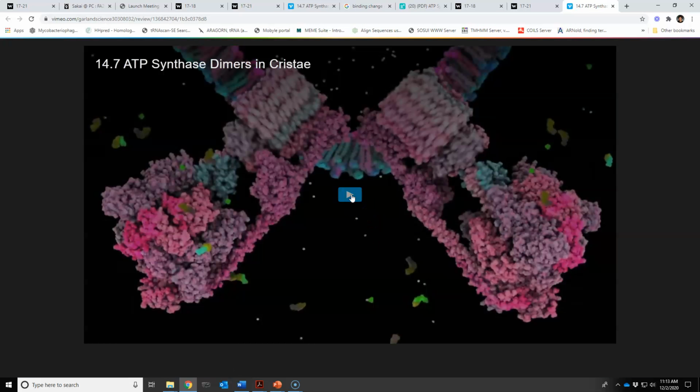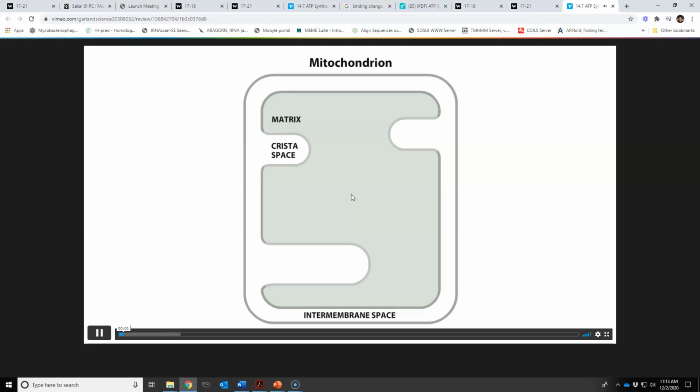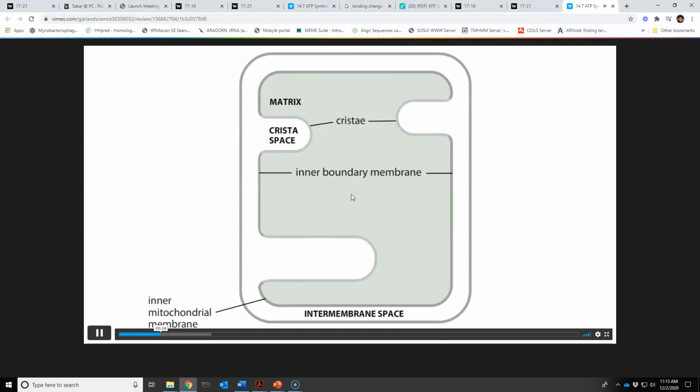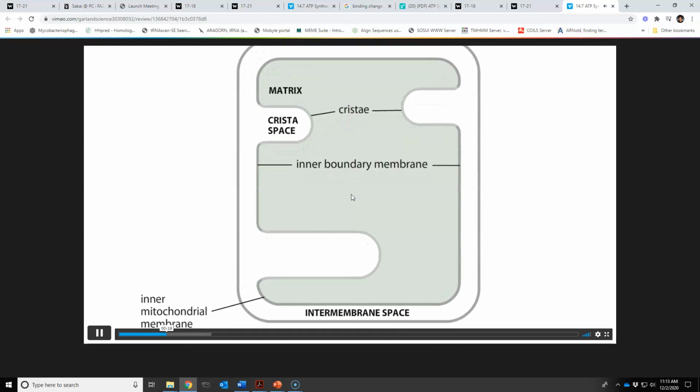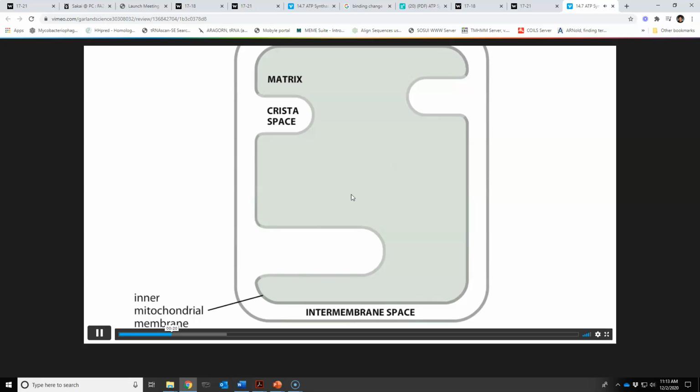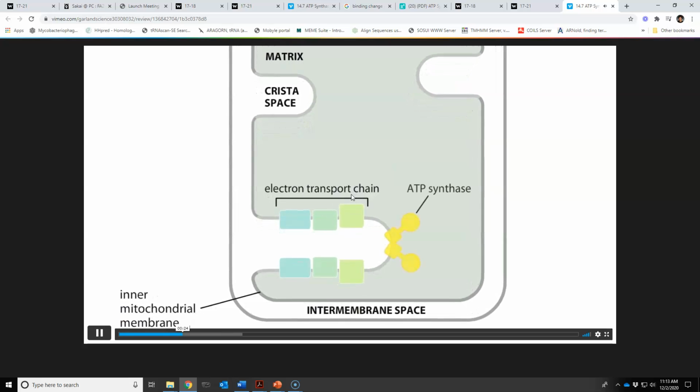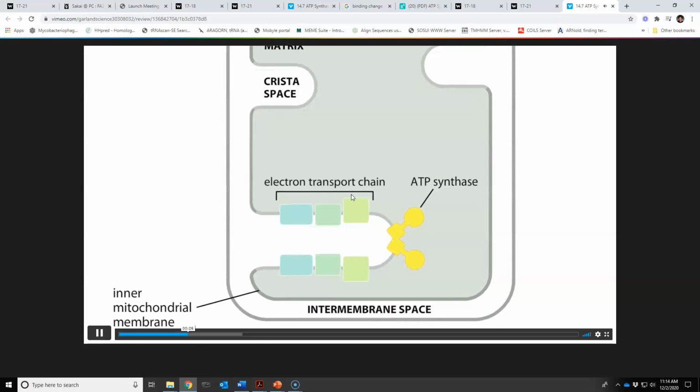And the membranes of mitochondria have functionally distinct regions with different protein compositions. The inner membrane is highly folded to form invaginations known as cristae. The inner boundary membrane and the crista membrane contain different proteins. The crista membrane contains the protein complexes of the electron transport chain, along with the ATP synthase enzyme that produces most of the cell's ATP.